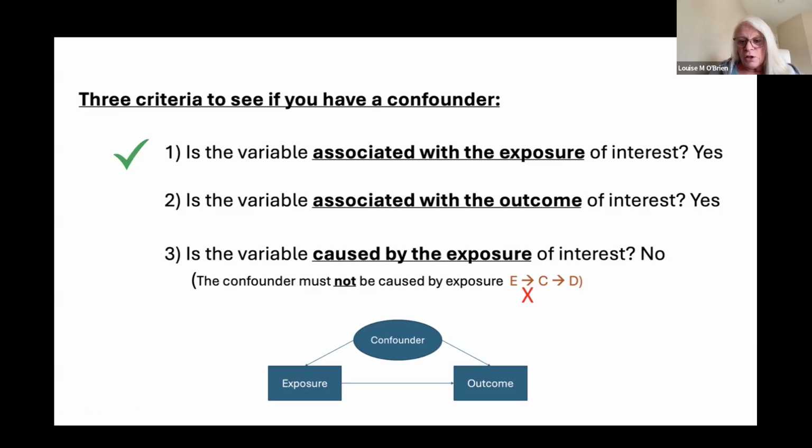Next, is the variable associated with the outcome? So you have to have this arrow going from confounder to outcome. If the answer is yes, then we've got 2 of those criteria. The third one: is the variable caused by the exposure of interest? And this answer has to be no, right? So the confounder must not be caused by the exposure. If the answer to that is no, then check, check, check. You've got your 3 criteria. You have a confounder. You have to deal with it.